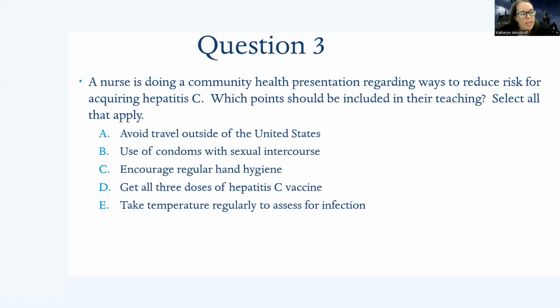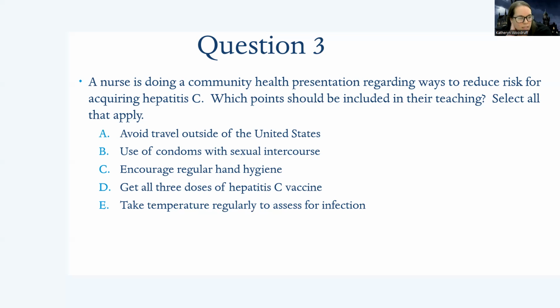So answer choice A is avoid travel out of the United States. So I know that there's one that's more common in other countries with food, etc., but I don't think that's C. And I don't think that we're just going to tell people don't travel out of the US and you won't get hepatitis. That doesn't really sound reasonable.